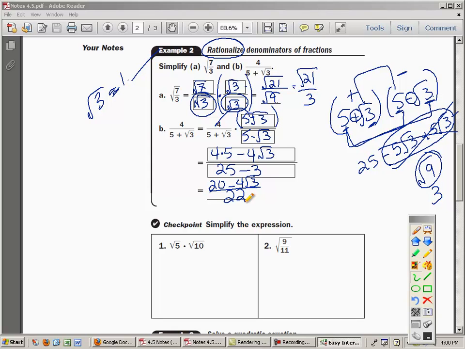Now, I know what you're thinking. This is not any simpler than this. But the key about this one is notice the denominator of this fraction. Is it a rational number? Well, yes, the number 22 is a rational number because it doesn't include any square roots.